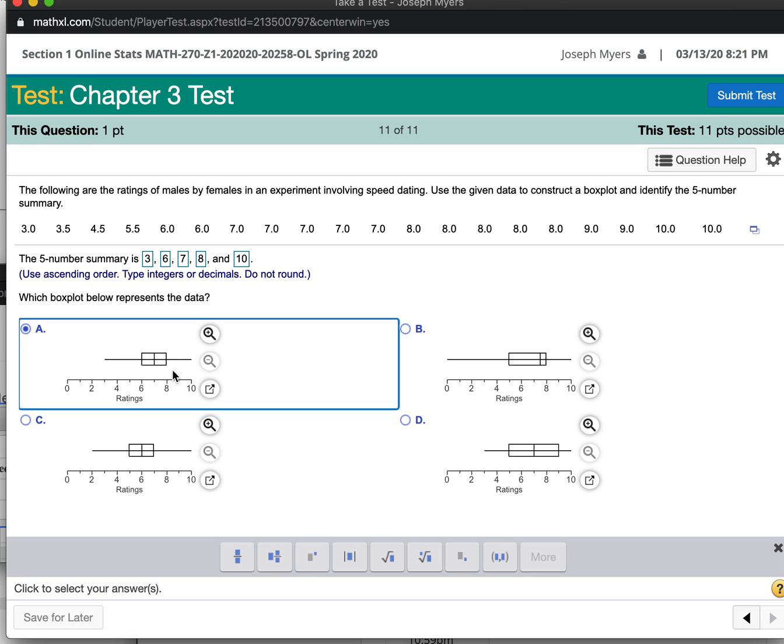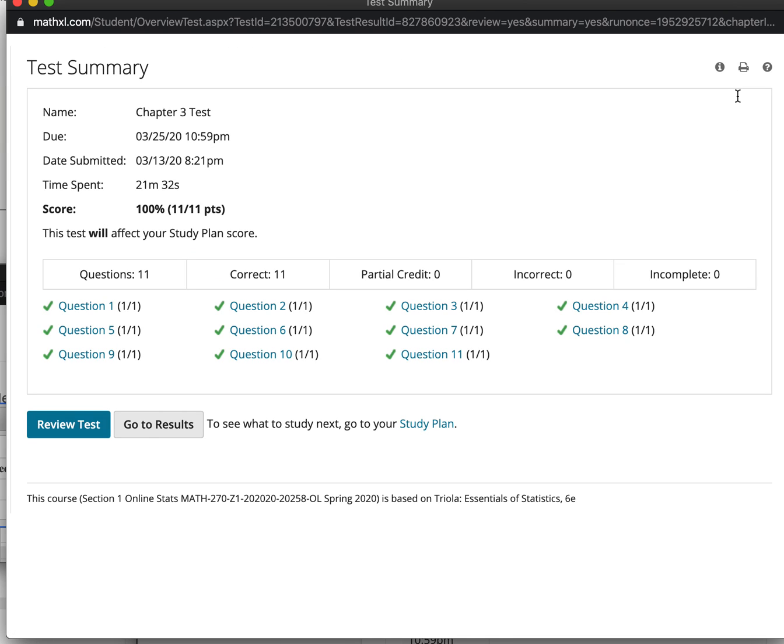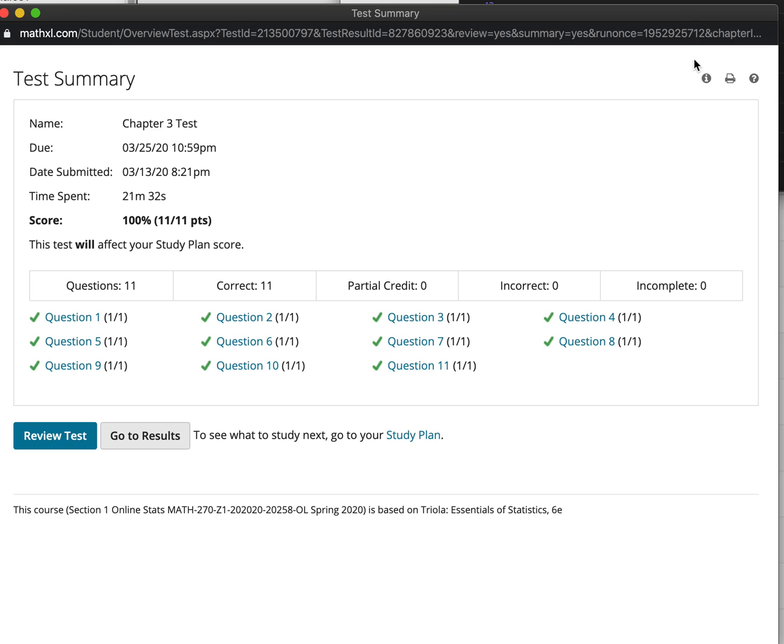And by the way, let's look at the rest of it. See, the top edge of this box in A is at 8, and then it goes to 10, and then it goes down to 3. Now, there is something called outliers. If you had an outlier, then you would put a little star or an asterisk at the outlier, but there isn't one on this problem. So that's all. And so those are some notes to help you as you're taking your Chapter 3 test.